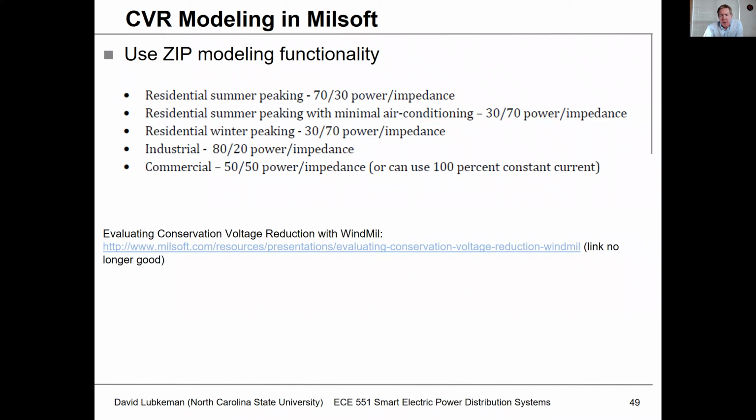From a presentation that was given at a users conference, they gave some suggested ratios for how this would be set up. If we were going to look at a residential summer peaking load where we're going to have air conditioning, we could add like a 30% impedance to better represent the effect of the air conditioning and how it's sensitive to voltage. If we had summer peaking load with minimal air conditioning, we would go with a 30-70 type of mix. And if we were talking about residential winter peaking, you would use like a 30-70 mix, industrial 80-20 mix as far as power versus impedance, and commercial 50-50.